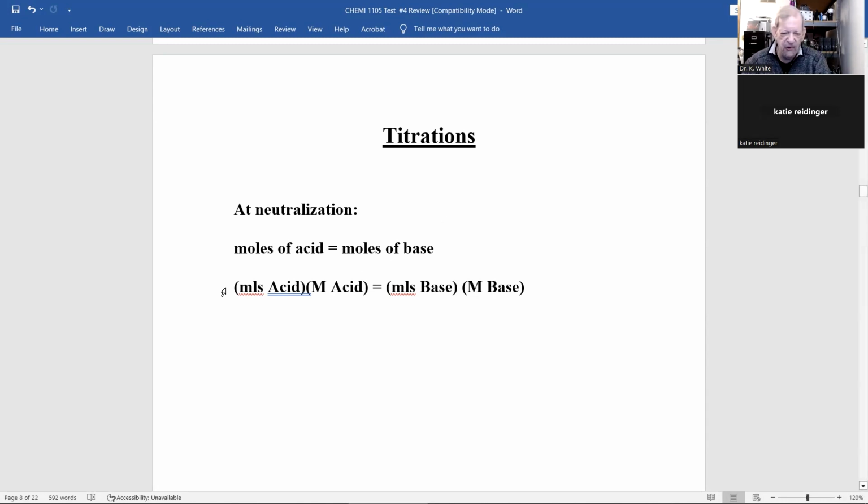And I gave you a special gift. Instead of having you calculate it, I gave you this formula. Milliliters of acid times the molarity of acid equals milliliters of base times the molarity of base.